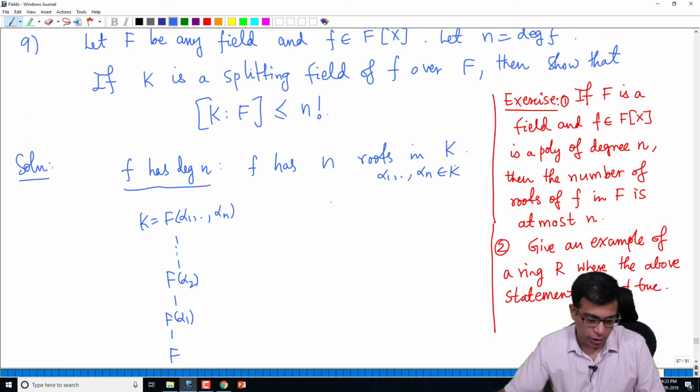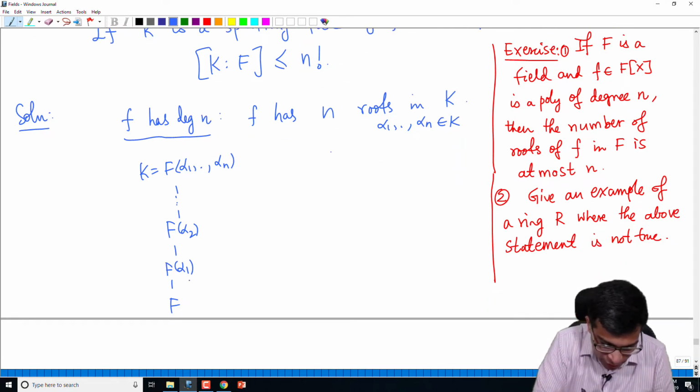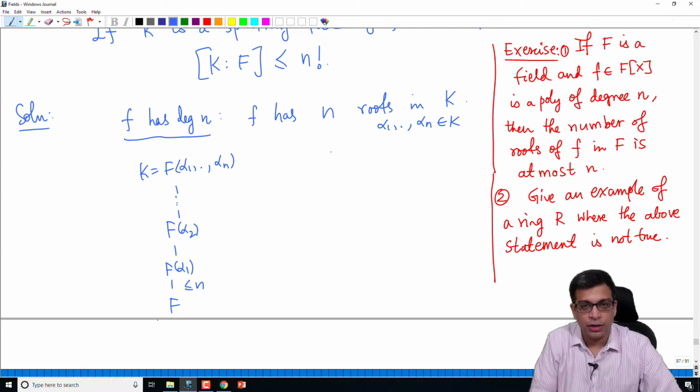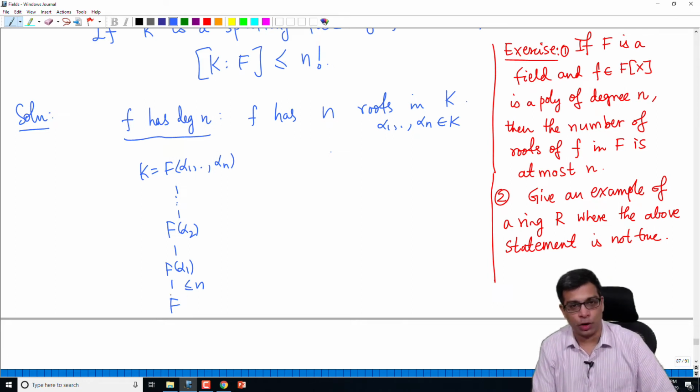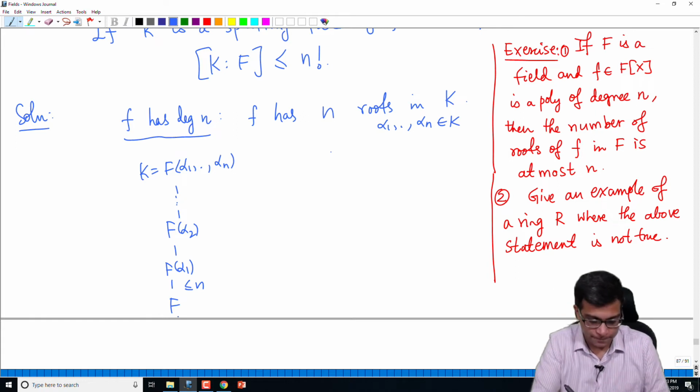So now let's look at the degrees of each individual extension. I claim that the degree here is less than or equal to n, because alpha 1 satisfies the polynomial f, right? The degree will be the degree of the irreducible polynomial of alpha 1 over F, which divides the polynomial f. So it will have degree less than or equal to n.